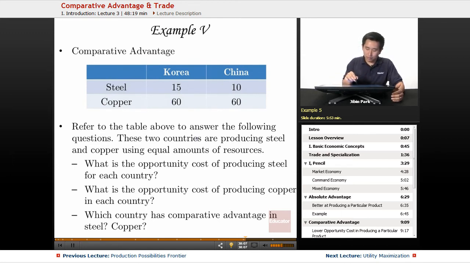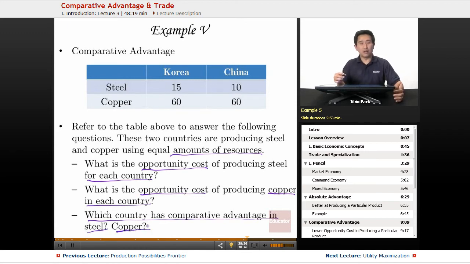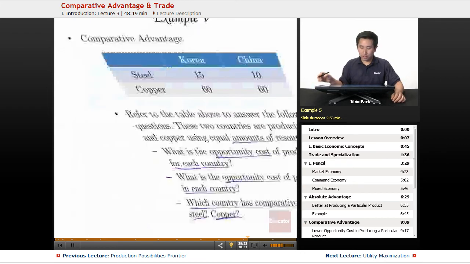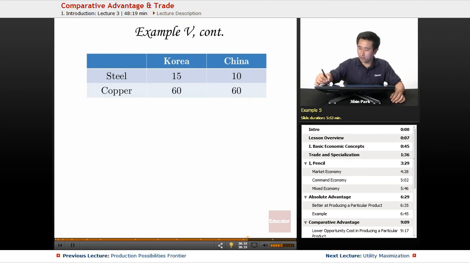Refer to the table above to answer the following questions. These 2 countries are producing steel and copper using equal amounts of resources. What is the opportunity cost of producing steel for each country? What is the opportunity cost of producing copper for each country? And which country has comparative advantage in steel and copper? So again, this is exactly the same thing here, but now instead of dealing with 2 individuals, now we're dealing with 2 different countries. So let's create some more space to work out this particular problem here.